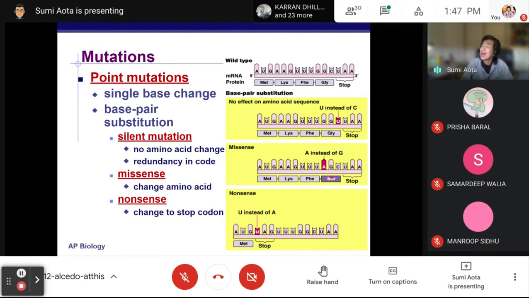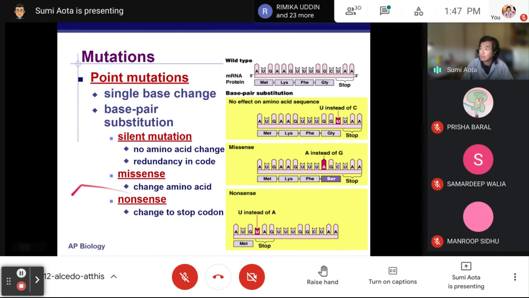This may or may not have an impact on the functioning of the protein. It depends. Okay, but this is a missense. So a missense mutation is like a typo when you're word processing. So it's a spelling mistake basically.